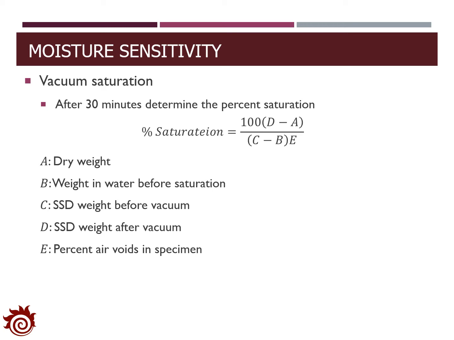After 30 minutes of the experiment, we can then determine the percentage of saturation. The equation here shows the calculation of the saturation. Basically, the percentage of saturation equals 100 times (D minus A) over (C minus B) times E. Here, A is the dry weight of the specimen, B is the weight in water before saturation, and C is the SSD, saturated surface dry weight before vacuum. D is the SSD weight after vacuum, and E is the percentage of the air void in the specimen.